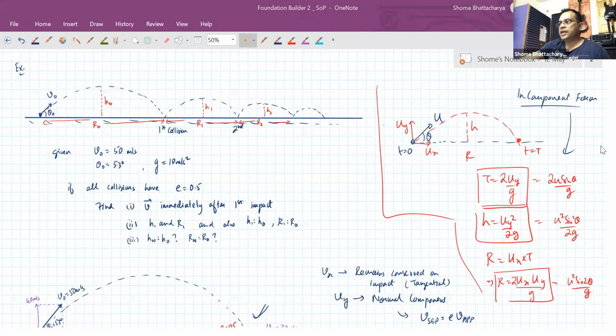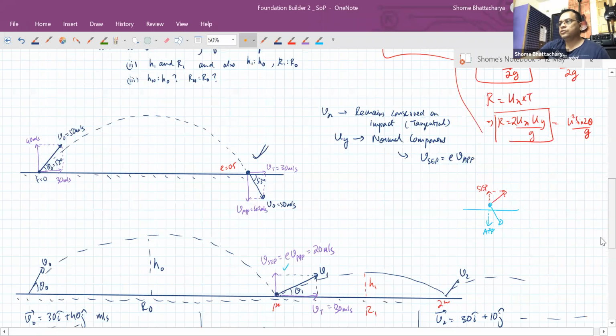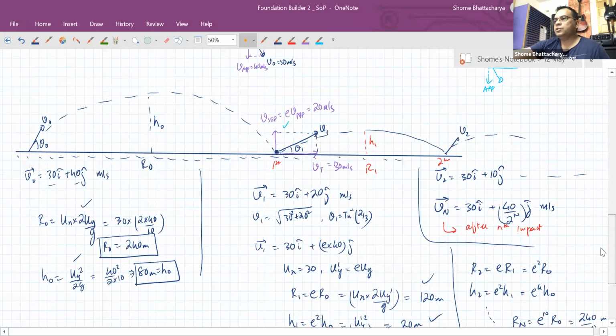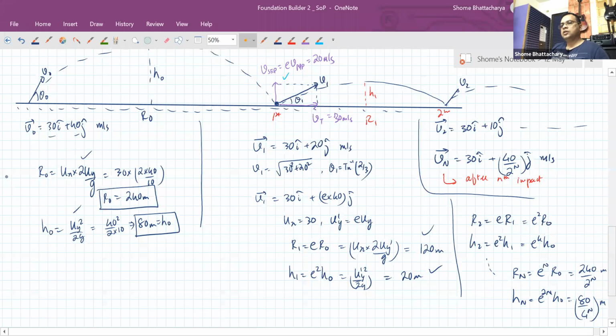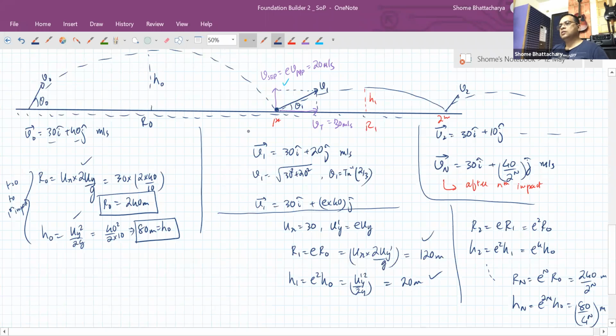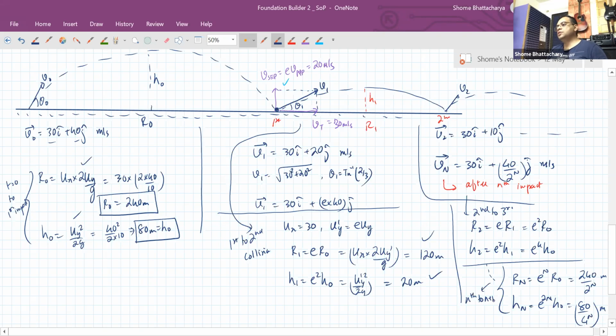Okay, so now when we apply this concept over here below, first I have applied it for what is happening from the projection till the first impact. This is from t equal to 0 to first impact, in this part, which you can see in the diagram above. Whereas this section is for this part, from first to second collision. Then this is second to third, and then I have generalized it. This thing is from nth to n plus 1. Okay, so this becomes a general formula.